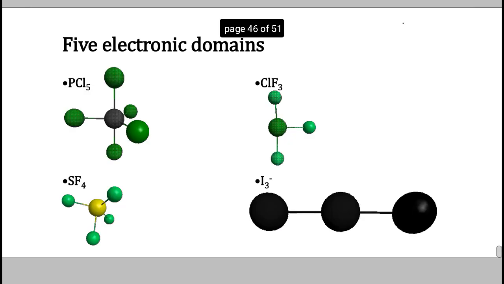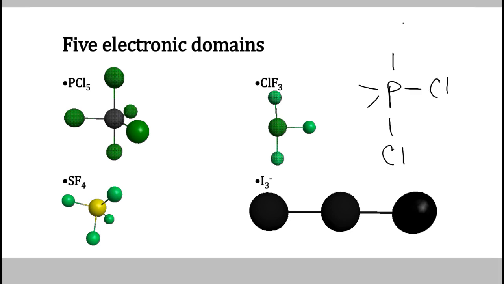So moving on to 5 electronic domains, this is whenever we start to see expanded octets on those central atoms. Let's look at phosphorus pentachloride, so PCl5. Whenever you're counting up your valence electrons, we have 5 from phosphorus plus another 35 from the chlorines. So you're going to draw this Lewis structure. You're going to start to draw these 5 electronic domains that look something like this, okay? So then we've used up all of our valence electrons.